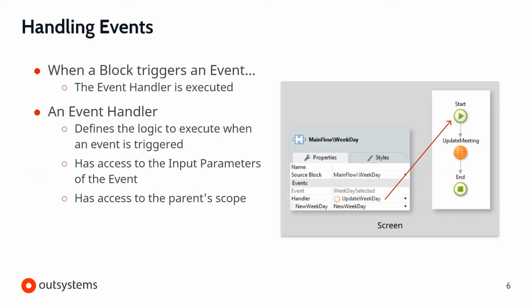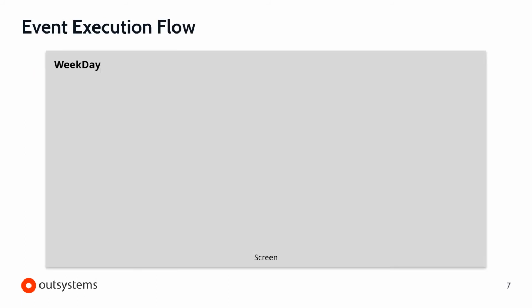After triggering an event, the parent will have to handle it if the event is mandatory. The event handler is basically a screen action defined at the parent level. This screen action defines the logic to be executed when the event is triggered and has access to the values passed as input to the event. Besides those, since a screen action is defined at the parent level, it also has access to the scope of the parent. Let's now see all this in action.